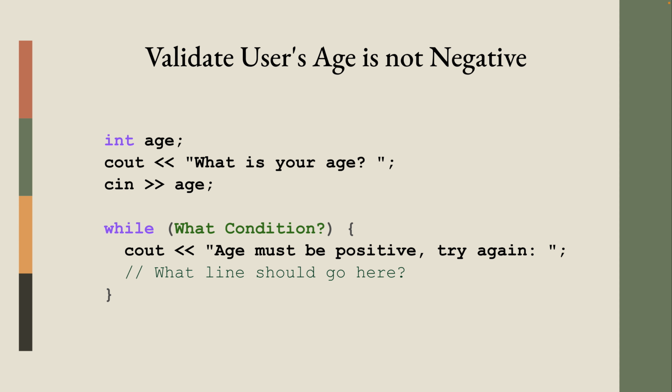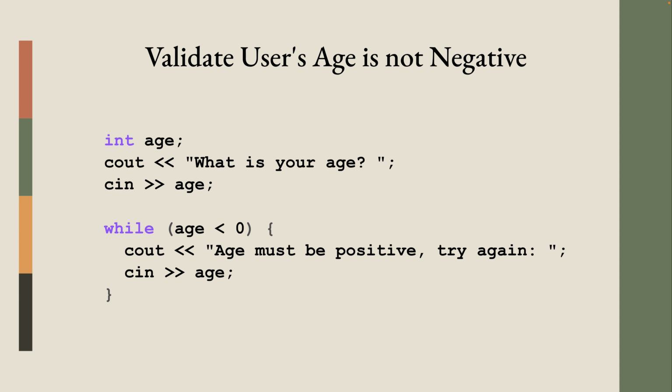Validate user's age is not negative. So if you're on a website, you input your age as -8, the website should tell you that's not a valid age. That's what we're trying to model here. So let's first start with what line should go here. Cin age. Yep, so we get a new age every time the user's age was invalid. And what's considered an invalid age? What can we put in the condition? Less than 0. Yeah, so while age is less than 0, we tell the user, sorry, age must be positive, try again.